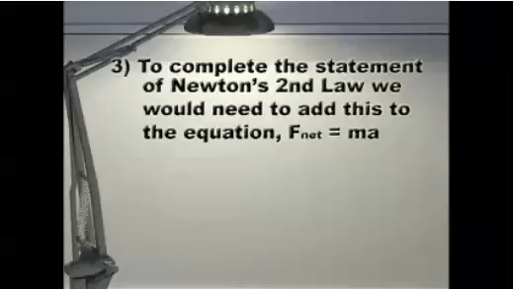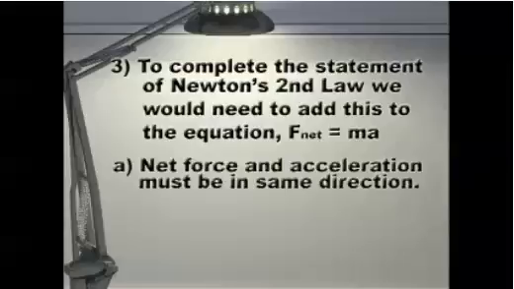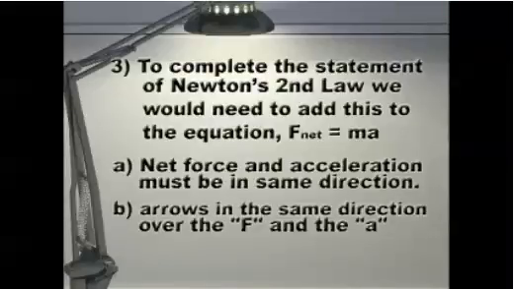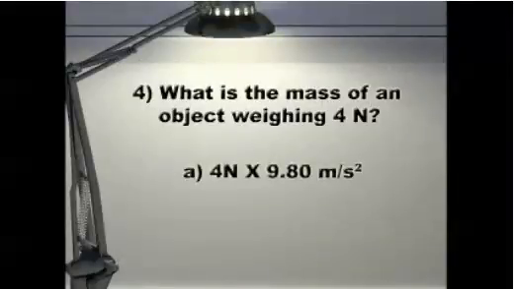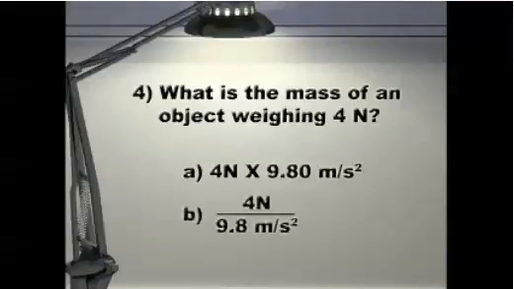Question number 3 is, to complete the statement of Newton's second law, we need to add this to the equation F sub net equals m times A. A, net force and acceleration must be in the same direction. B, arrows in the same direction over the F and the A. C, either A or B. Question number 4 is, what is the mass of an object weighing 4 newtons? A, 4 newtons times 9.80 meters per second squared. B, 4 newtons divided by 9.80 meters per second squared.